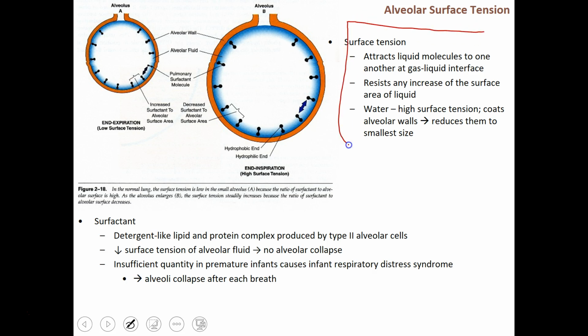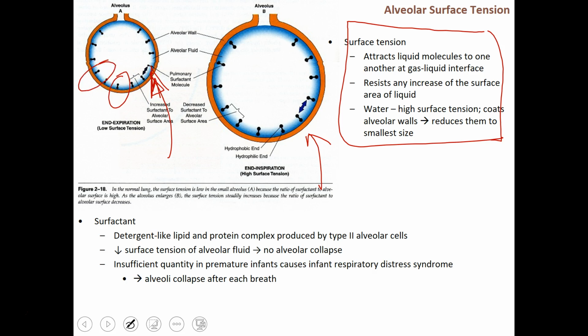As we mentioned, surface tension. Surface tension plays a critical role in the maintenance of the alveolar shape. And I want to remind you that basically surface tension is the force with which molecules of water, shown here, it's a molecule of water, attract to each other.